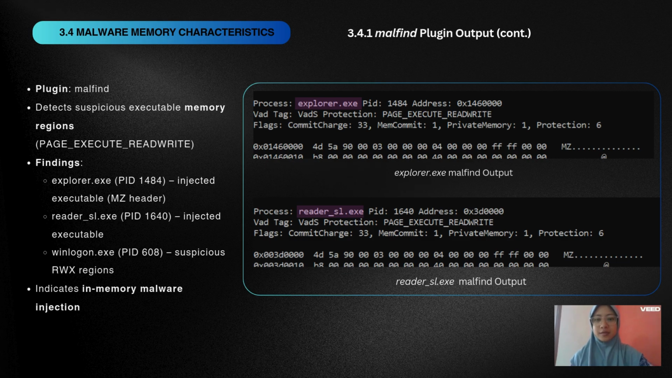For explorer.exe and reader_sl.exe, the suspicious memory regions begin with the bytes 4D 5A, also known as the MZ header. The MZ header is the signature of a Windows executable file. Finding this inside memory means a full executable program was injected directly into these processes. This confirms that malware is hiding by embedding itself inside legitimate programs rather than running openly.